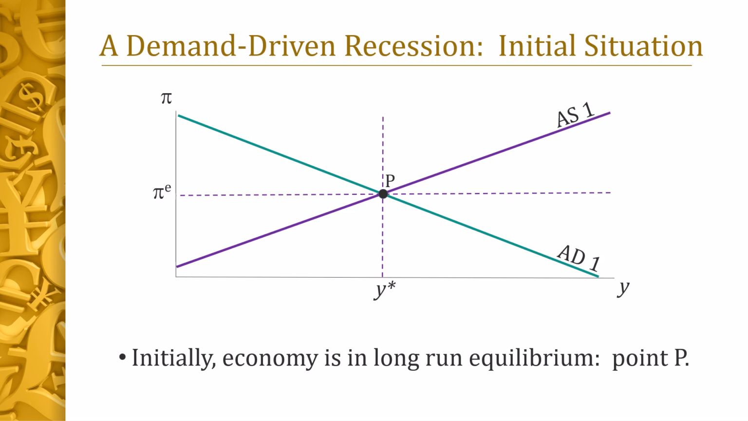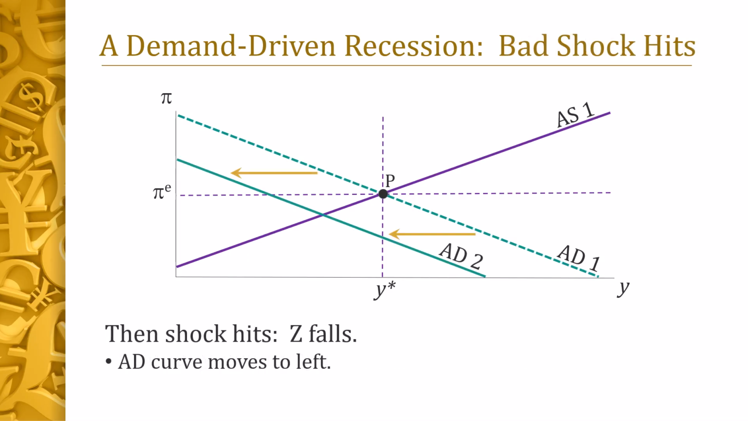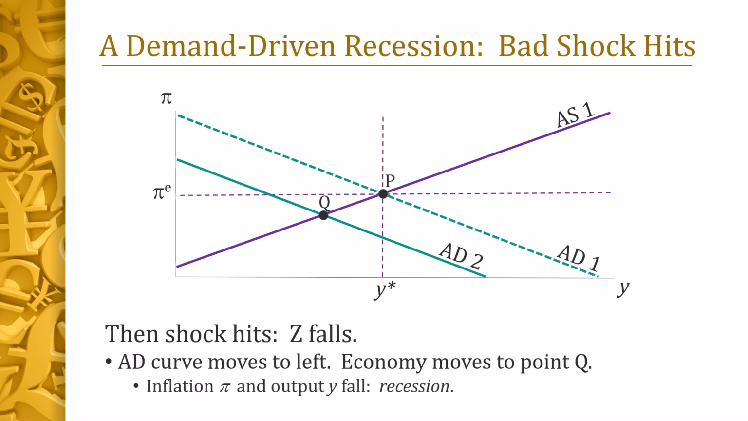Initially, the economy is in long-run equilibrium at point P. The bad shock then hits. Z falls. The decline in Z causes the AD curve to shift to the left as shown. The economy moves to point Q, the intersection of the AS curve with the new AD curve. Both inflation and output fall. A recession has begun.